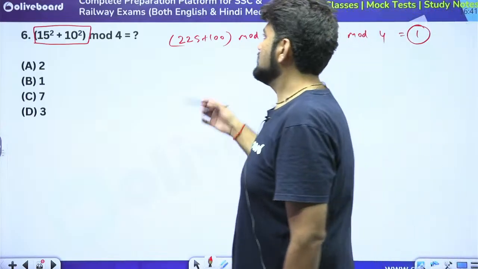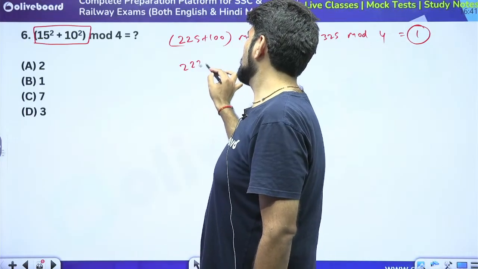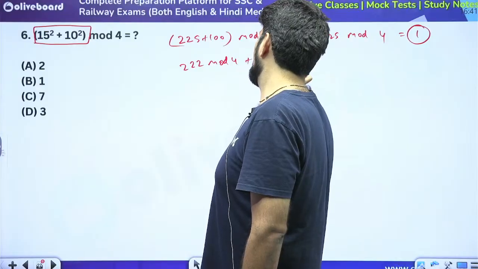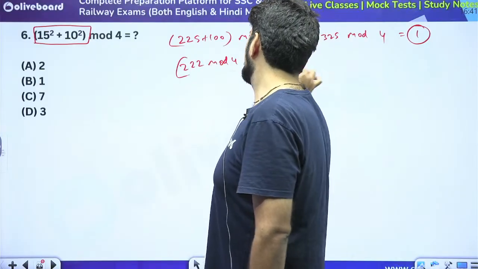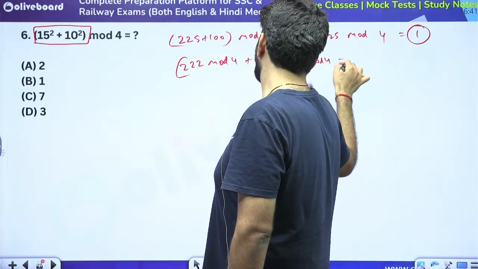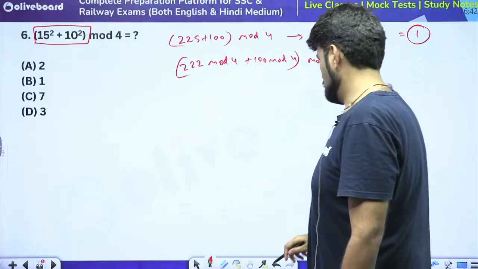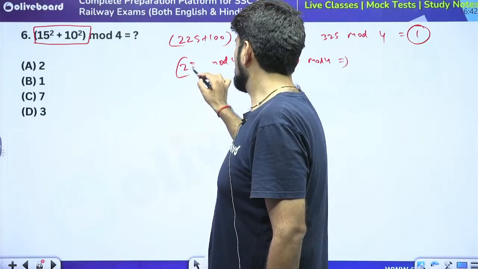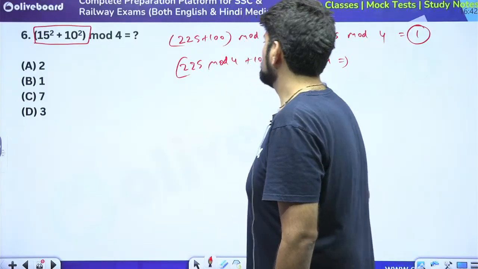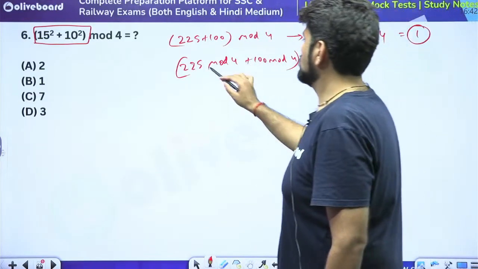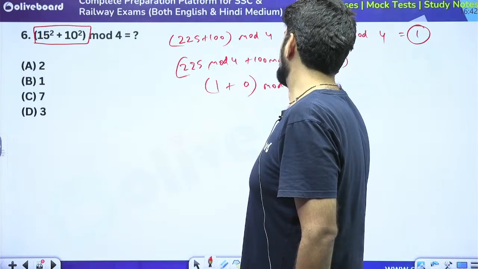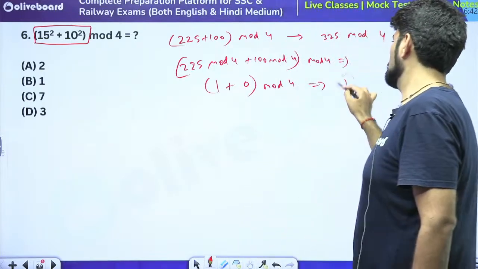Okay. What else can we do? We can do this also. 225 mod 4 plus 100 mod 4, mod 4. So which is equal to 225, no, not 222, so again 224. So 1 plus 0 mod 4. Now 1 plus 0, 1 mod 4 is 1 only.